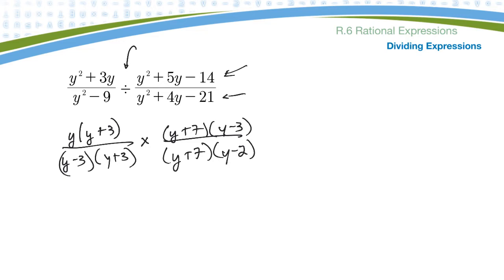Now I'm looking for factors of 1 that I can remove. Right there's 1, right there's 1. Oh, right there's 1. And I think that that's all. So on the top, I'm left with a y. On the bottom, I'm left with y minus 2.